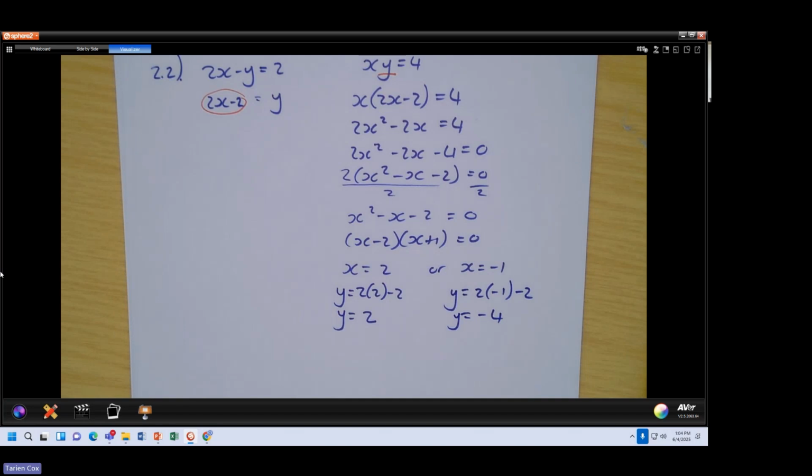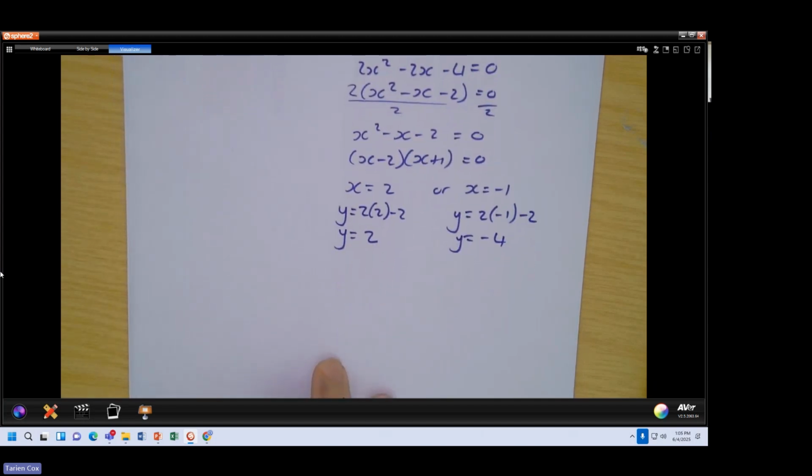All right, let that simmer in for a moment. It's very similar stuff to what we did in question 1. We're doing it in question 2. But you need to make sure you get these basic routine questions correct.